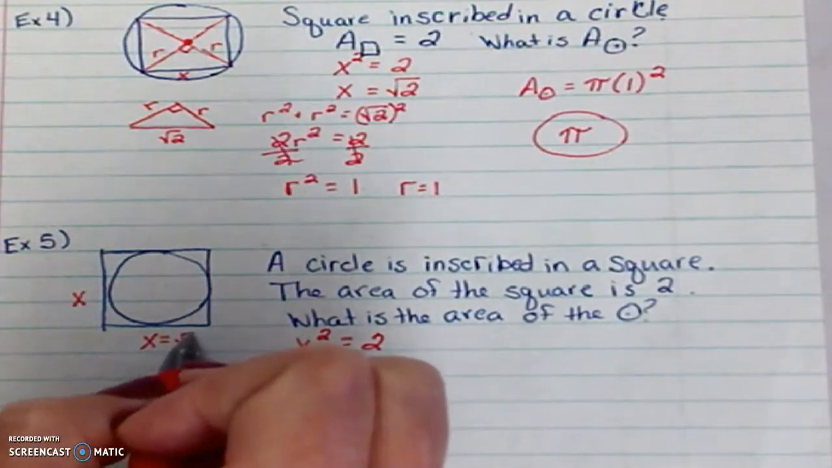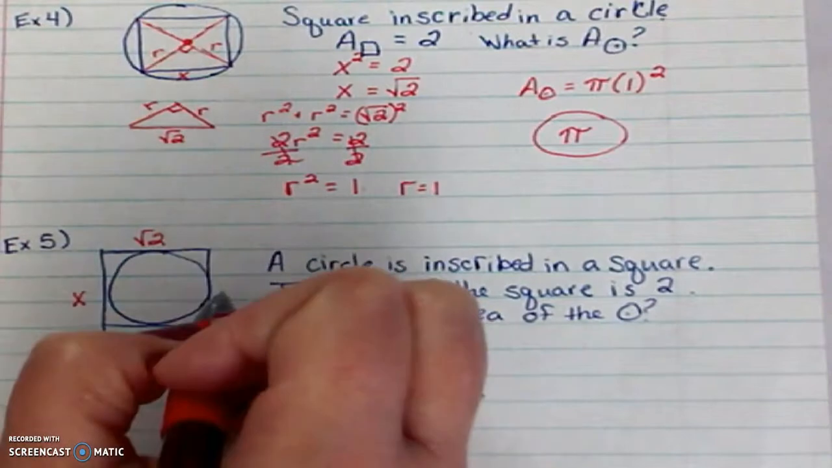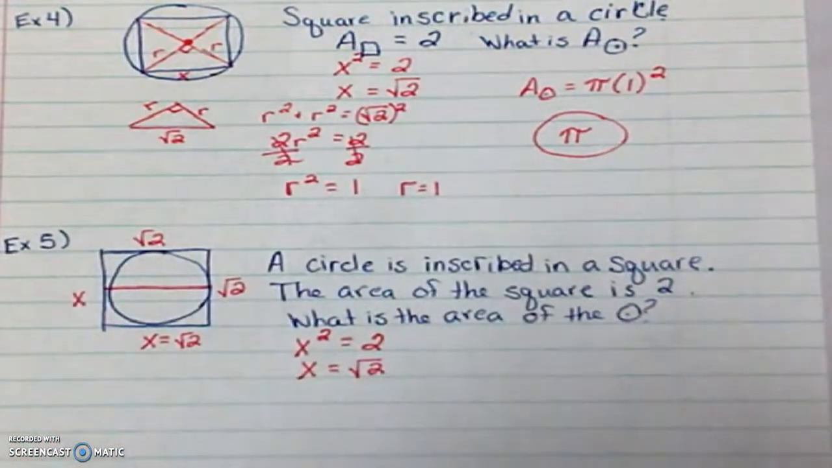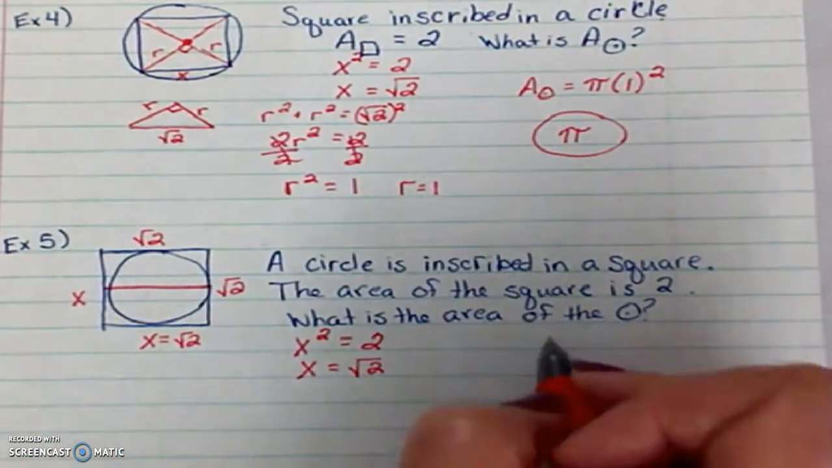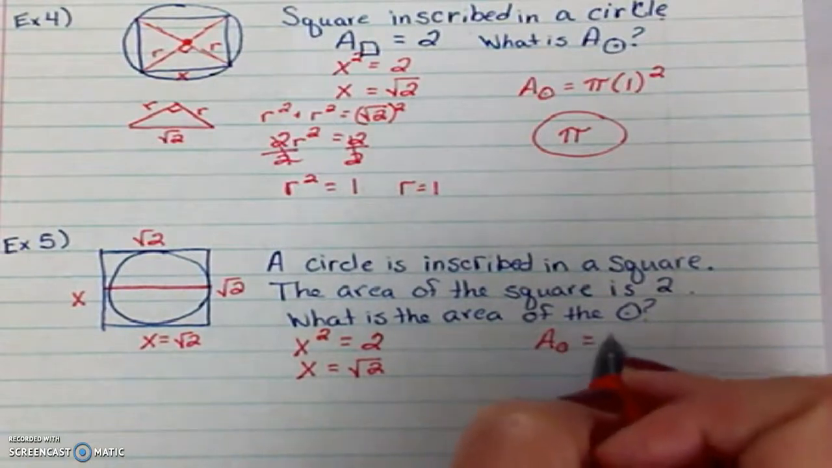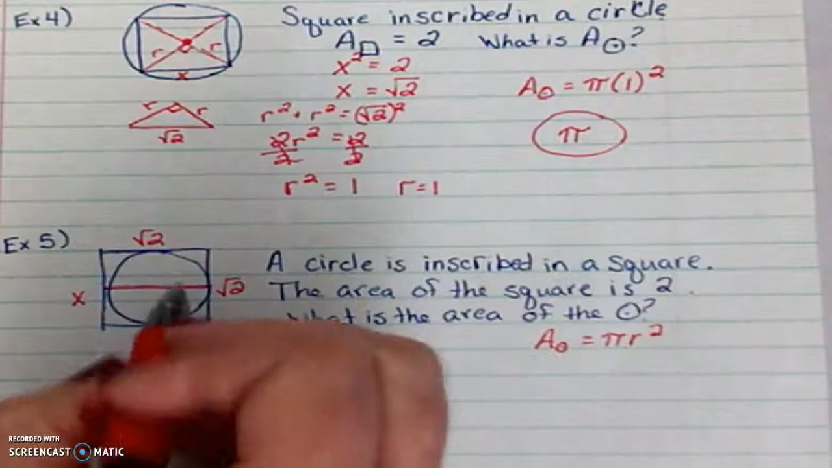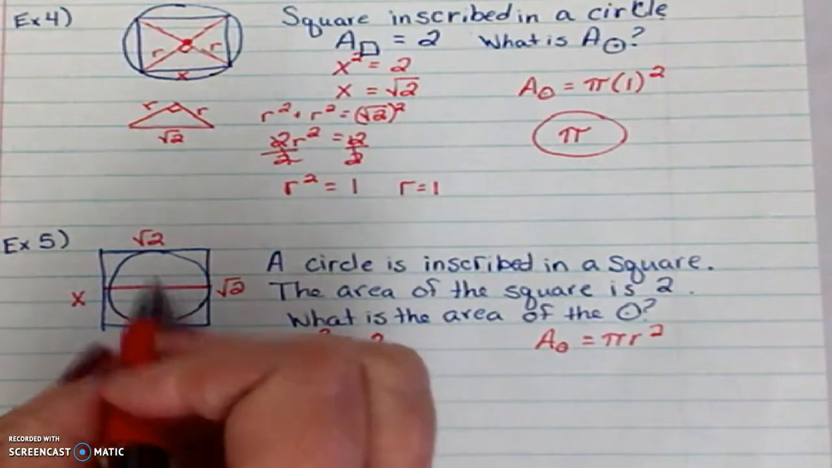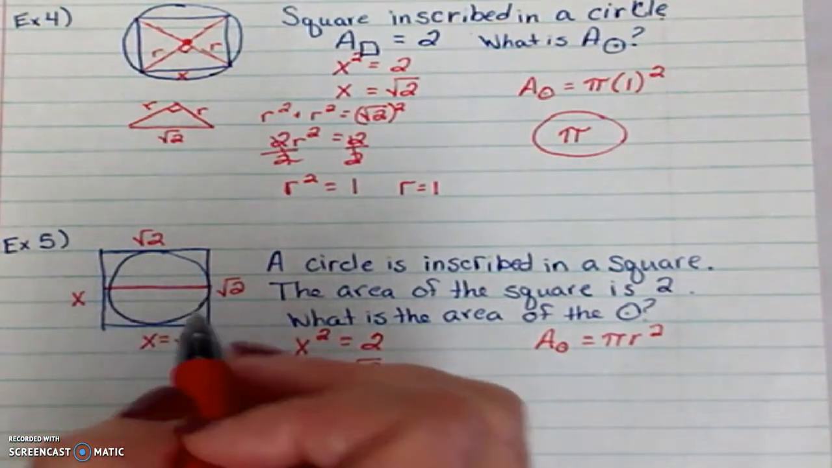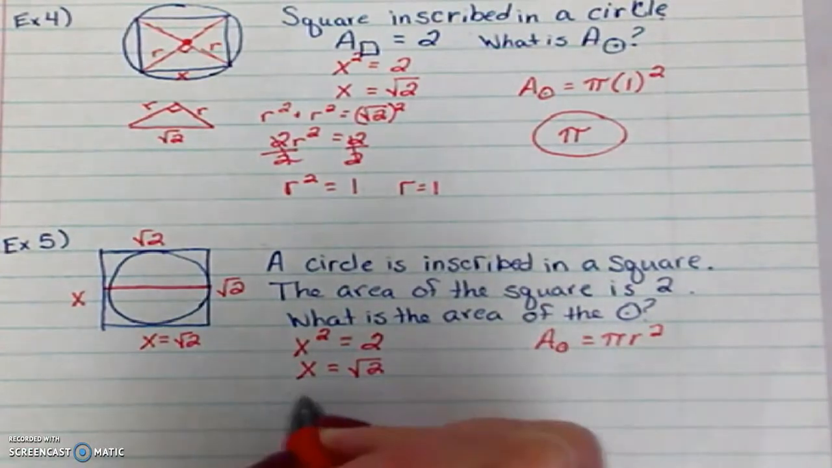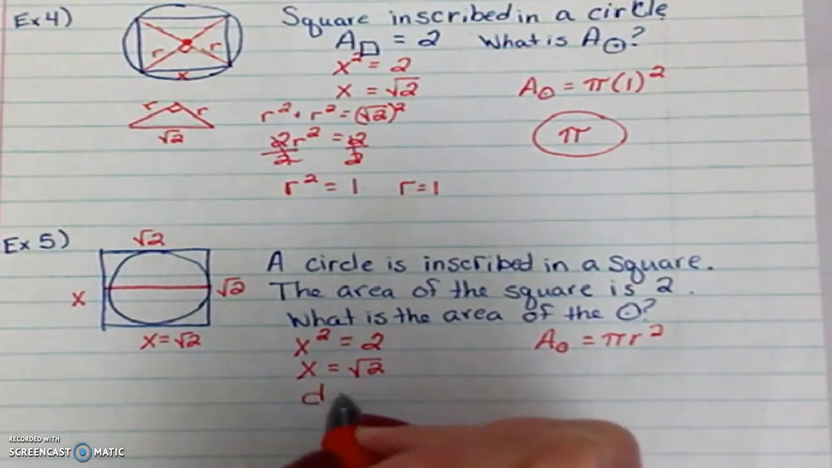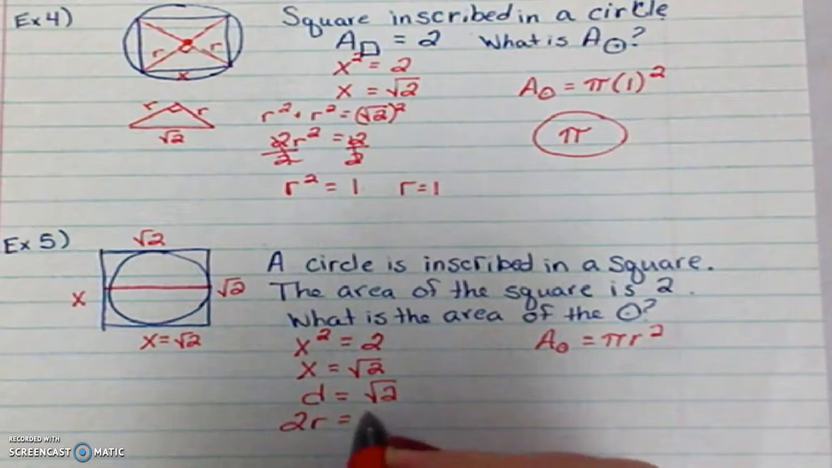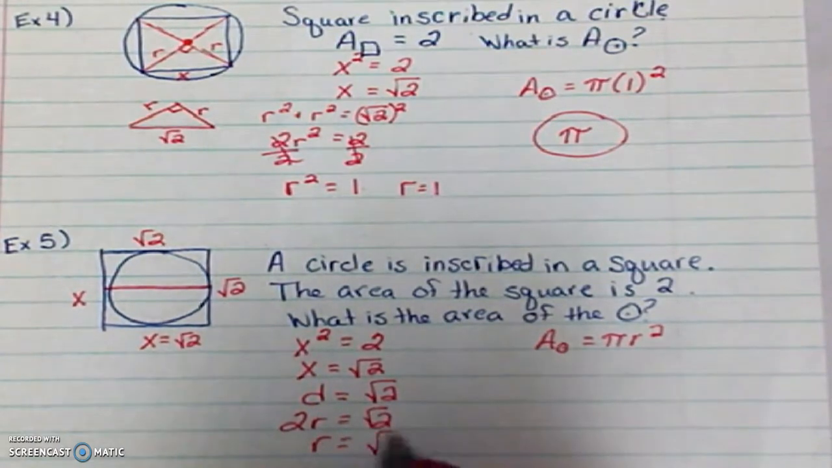So I know that this has a length of radical 2, and I'm going to just go ahead and mark that here on the sides. And if you look at the diameter, because what they want to know is the area of the circle, I've got to figure out what the radius is, because the area of a circle is going to be pi r squared. So to find that, I know it's half of the diameter. The side length of the square is the same thing as the diameter of the circle. So the diameter is equal to radical 2. And I know that the diameter is twice the radius, so my radius has a value of radical 2 over 2.